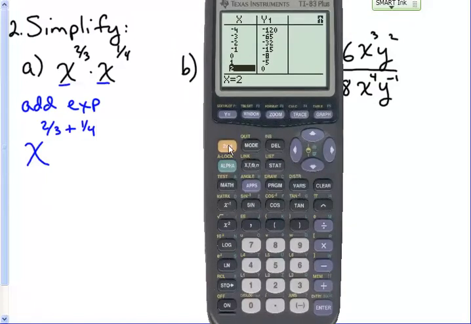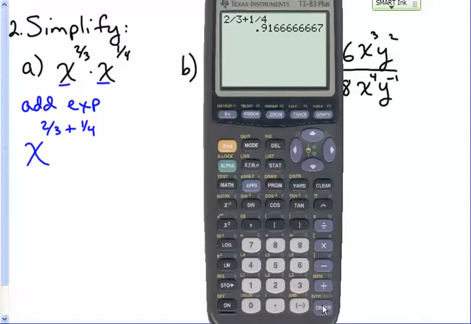So let me clear out of here. Clear that out. So I need to do 2/3 plus 1/4. And I want my answer as a fraction, so we press the math button and item 1, and I get 11/12. So my exponent here is going to be x to the 11/12. And we're done with that problem.